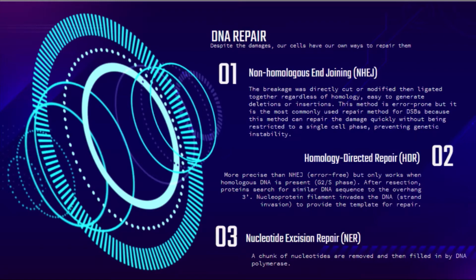Number 2 is homology-directed repair. More precise than NHEJ, but only works when homologous DNA is present. After restriction proteins search for similar DNA sequence to the overhang 3' end, nucleoprotein filaments invade the DNA to provide the template for repair. And number 3 is nucleotide excision repair. A chunk of nucleotides are removed, then filled in by DNA polymerases.